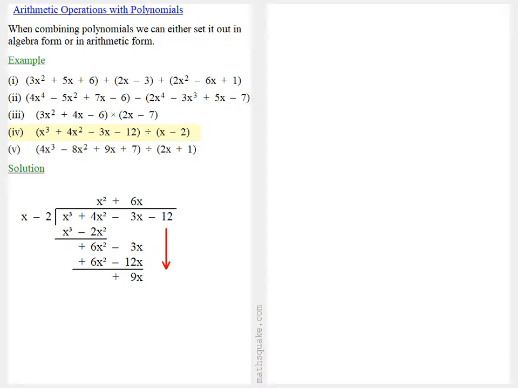We bring down the next term, minus 12, and then we divide x into 9x, and that goes plus 9 times. So we multiply by 9. 9 times x minus 2 is 9x minus 18, and we subtract minus 12, take away minus 18, that's minus 12 plus 18 gives plus 6. So our answer is x squared plus 6x plus 9, remainder 6.